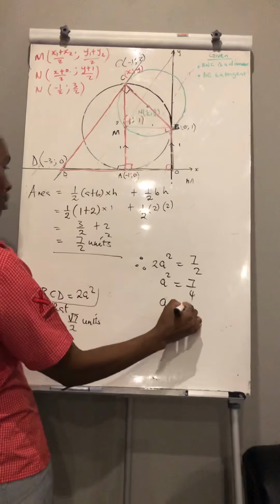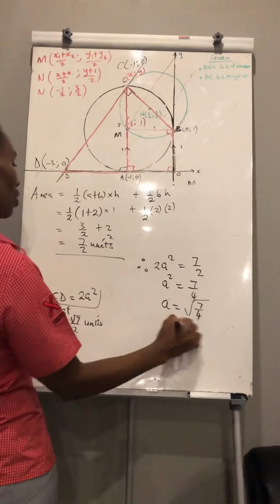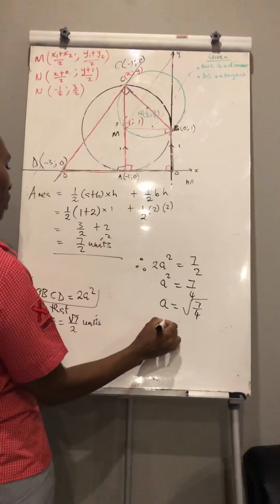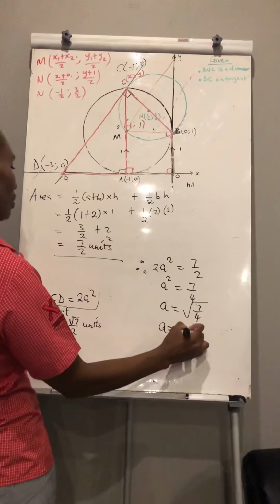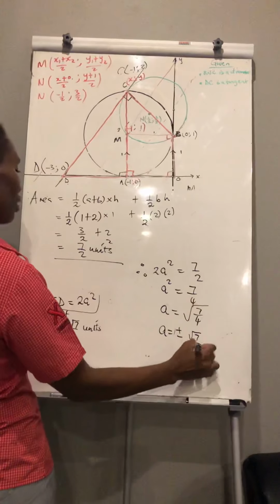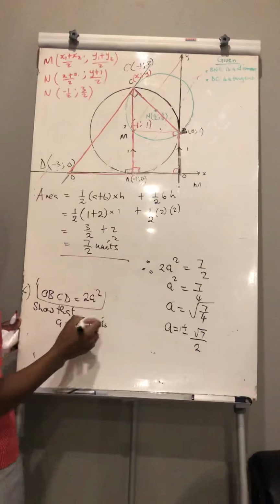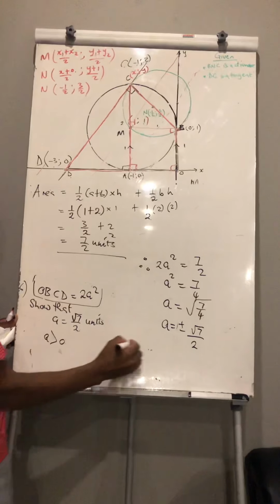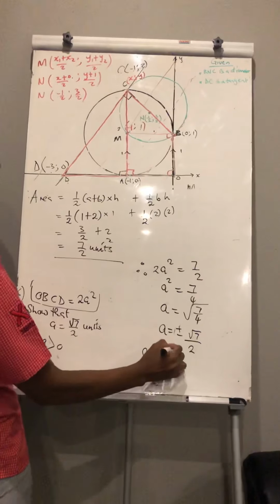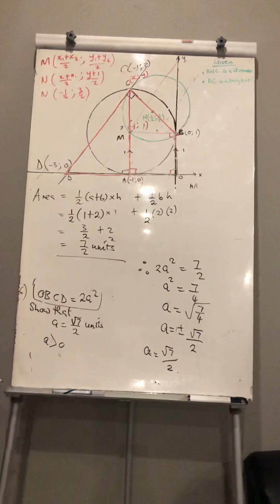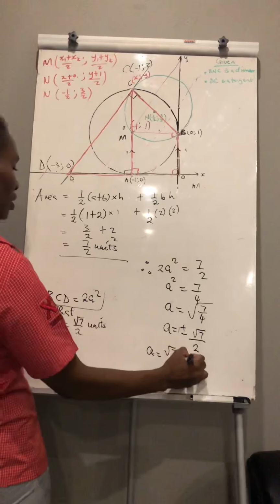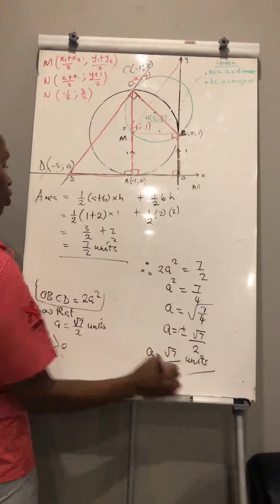If I take the square roots of both sides, you can tell how we will get plus or minus root 7 over 2, isn't it? But we were told that a was greater than 0. That is why we will take root 7 over 2. So we managed to show that a is equal to root 7 over 2 units. That is what we were hoping to do.